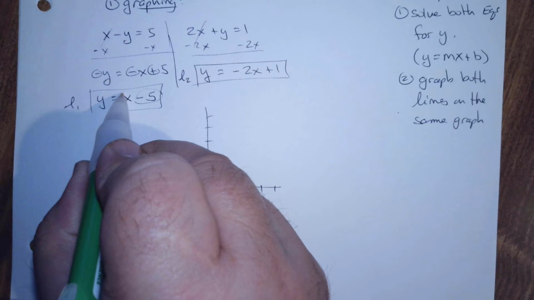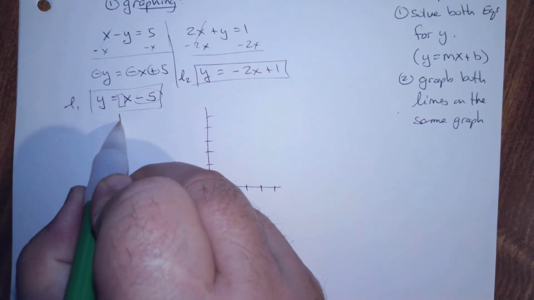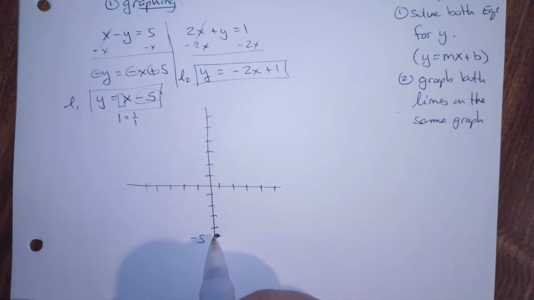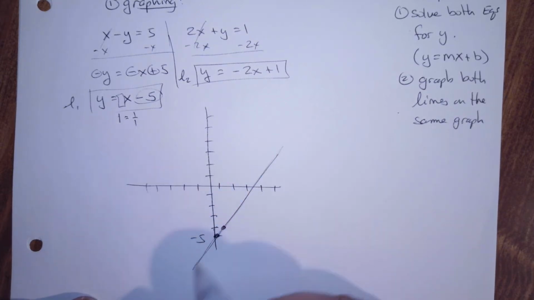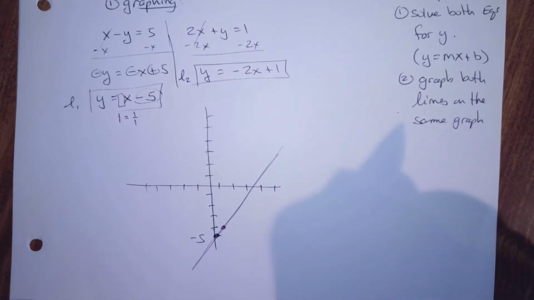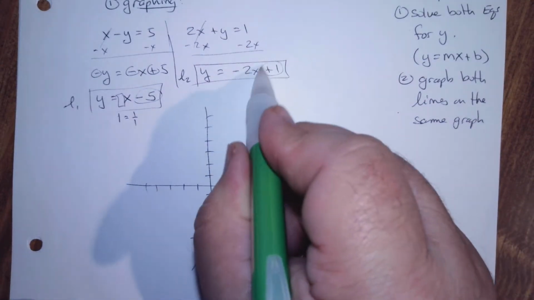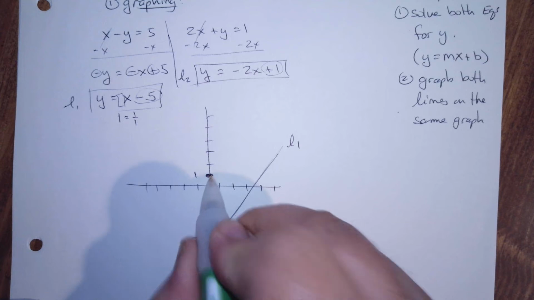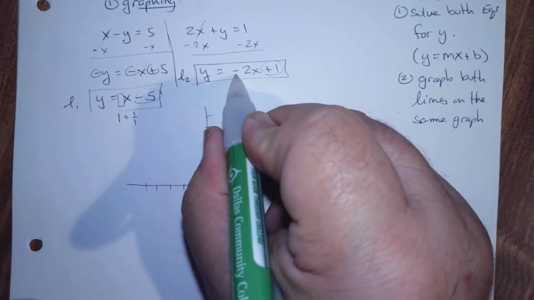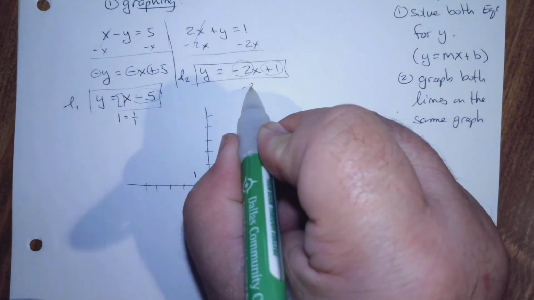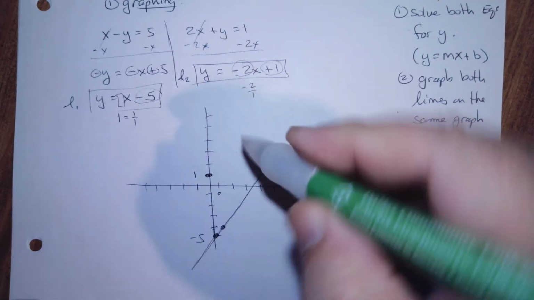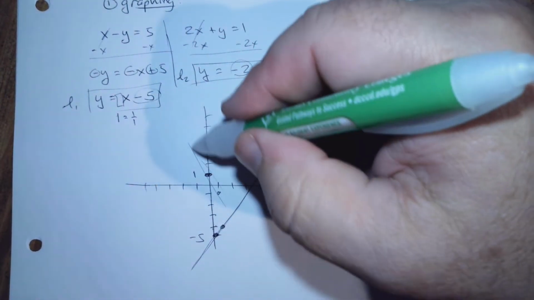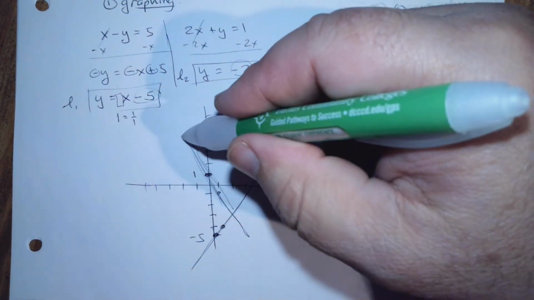Then look at the slope, whatever's in front of the x. Since it's 1, that's 1 over 1. So up 1, over 1. And there's that graph. That's line 1. Line 2 starts off at positive 1. The slope is negative 2, so it's negative 2 over 1. So we go down 2, over 1. I'll just draw that graph.